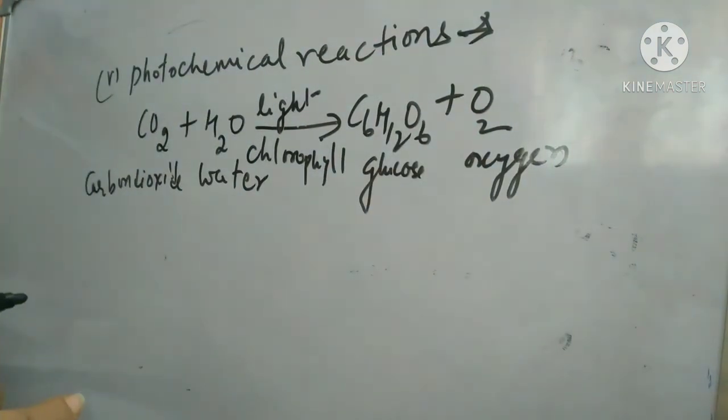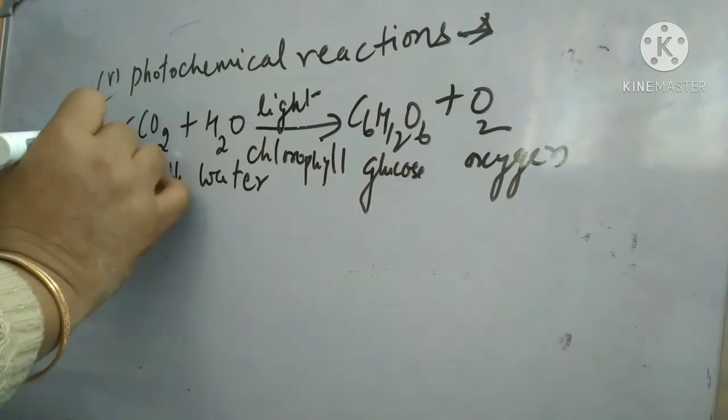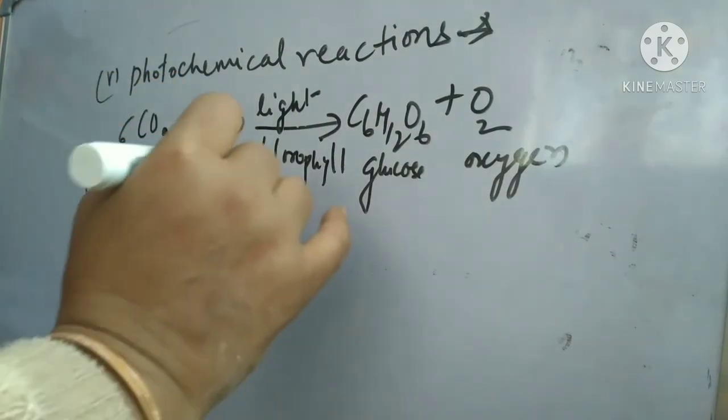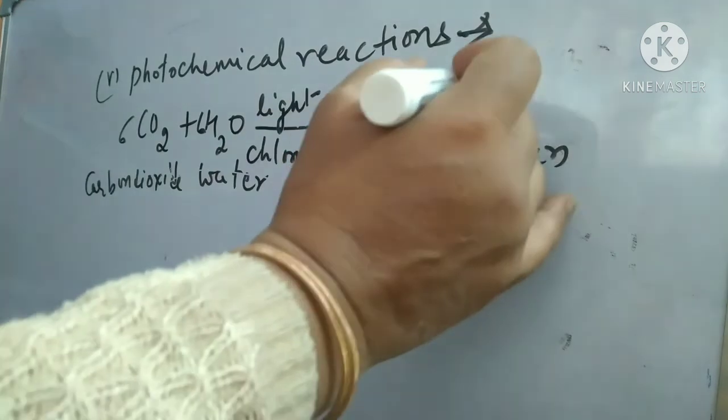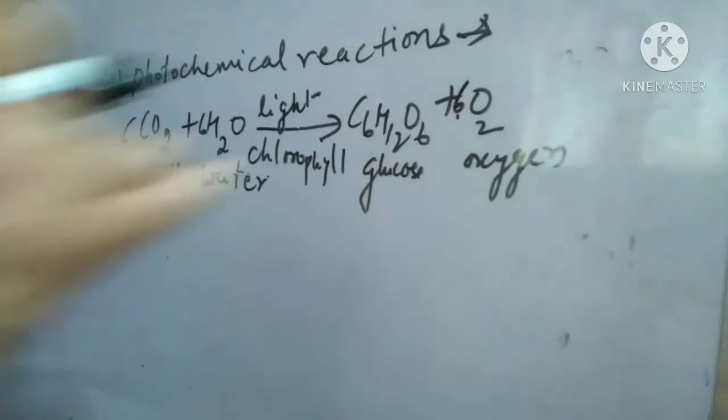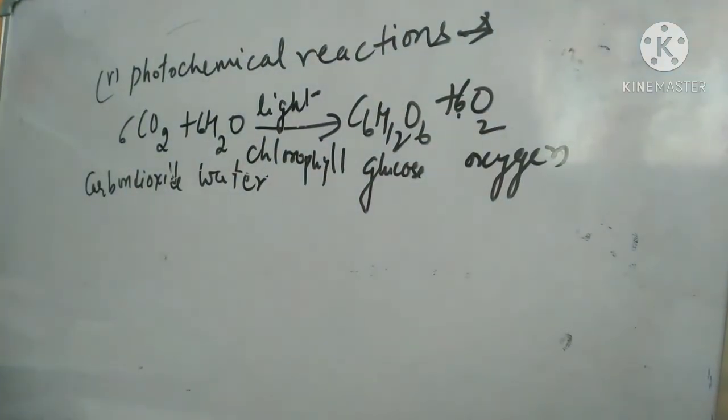So here by balancing the equation we will see, giving glucose and oxygen gas. So we can see that this reaction is only possible in the presence of light. So light energy also plays a very important role in chemical reactions. Then electricity.